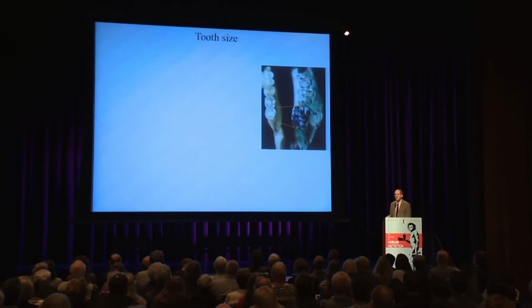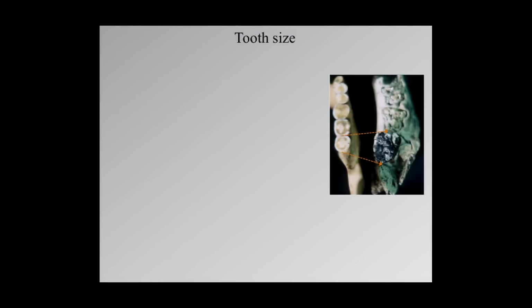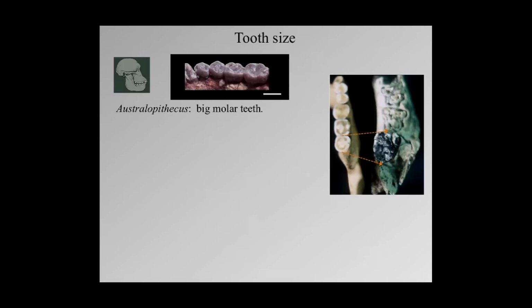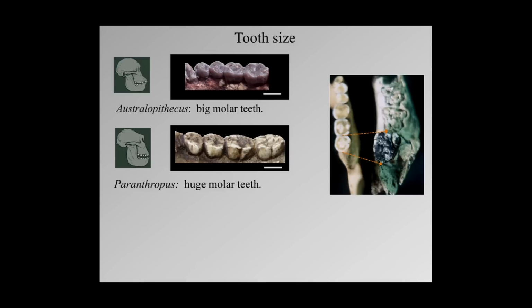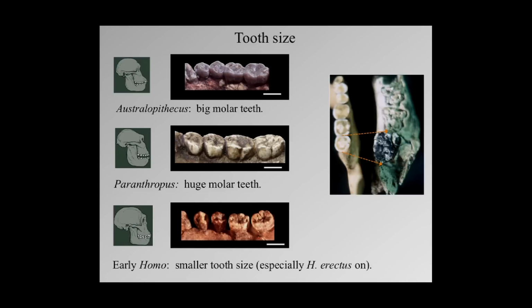What about the hominins? Well, hominins are really interesting because they have big teeth, bigger teeth than you might expect. Here is a Paranthropus third molar tooth. I think it's probably the biggest one in the assemblage, as compared to a modern human tooth, and they're sitting right next to each other in the museum. Some of them have incredibly large teeth. They're called megadont. Australopithecus as a group has big cheek teeth. Paranthropus as a group has huge molar teeth. And early Homo has, on average, smaller tooth sizes, especially from Homo erectus onward. We'll talk about what that means in just a moment, but let's go to tooth shape.